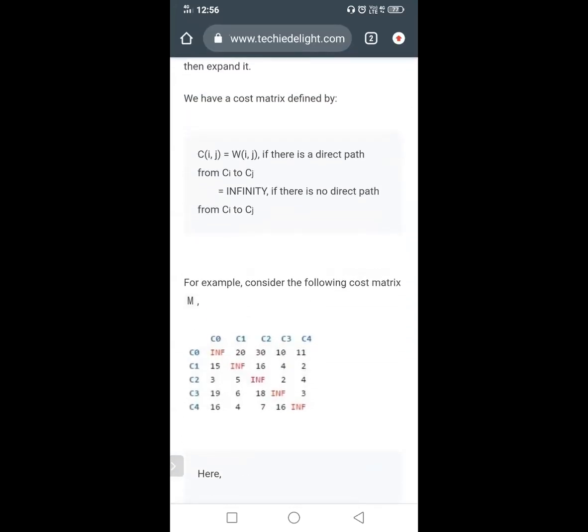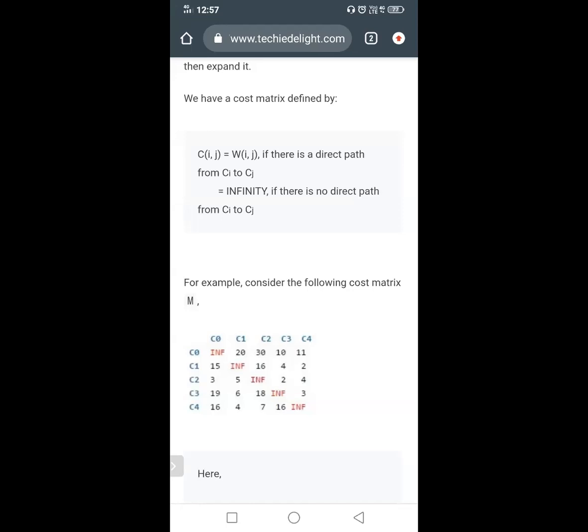So see here some example. I have four rows or 5 rows and 5 columns. That is C1 to C4 here and C1 to C4. So first column from C0 to C0 there is no path, so I kept infinity. And C0 to C1 there is a path.